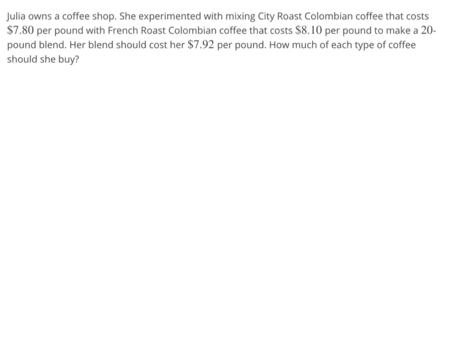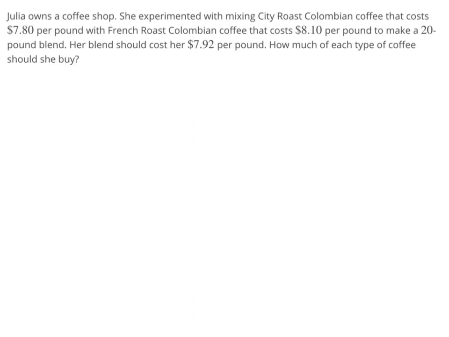All right, in this video, we're going to do a basic mixture problem using a system of equations. In this mixture problem, we're mixing coffee. So it says Julia owns a coffee shop. She experimented with mixing city roast Colombian coffee that costs $7.80 per pound with French roast Colombian coffee that costs $8.10 per pound to make a 20-pound blend. And her blend should cost her $7.92 per pound. And it asks, how much of each type of coffee should she buy?